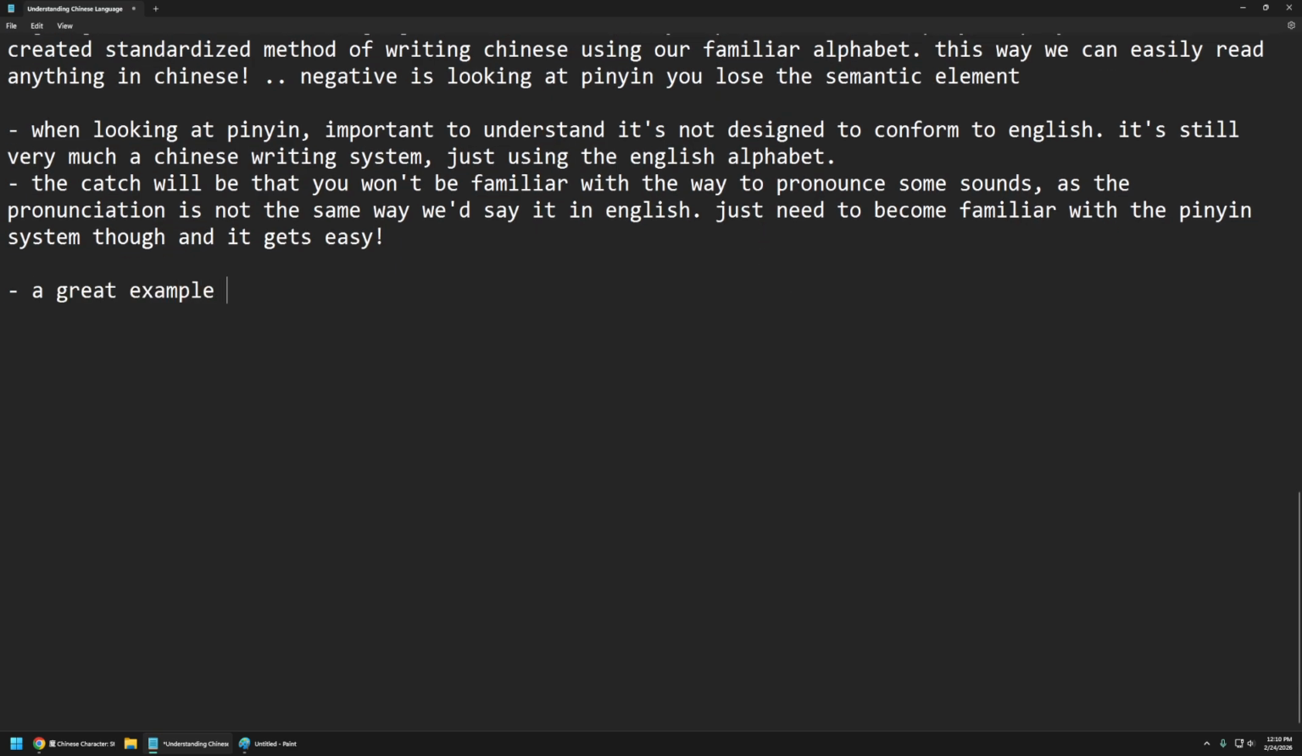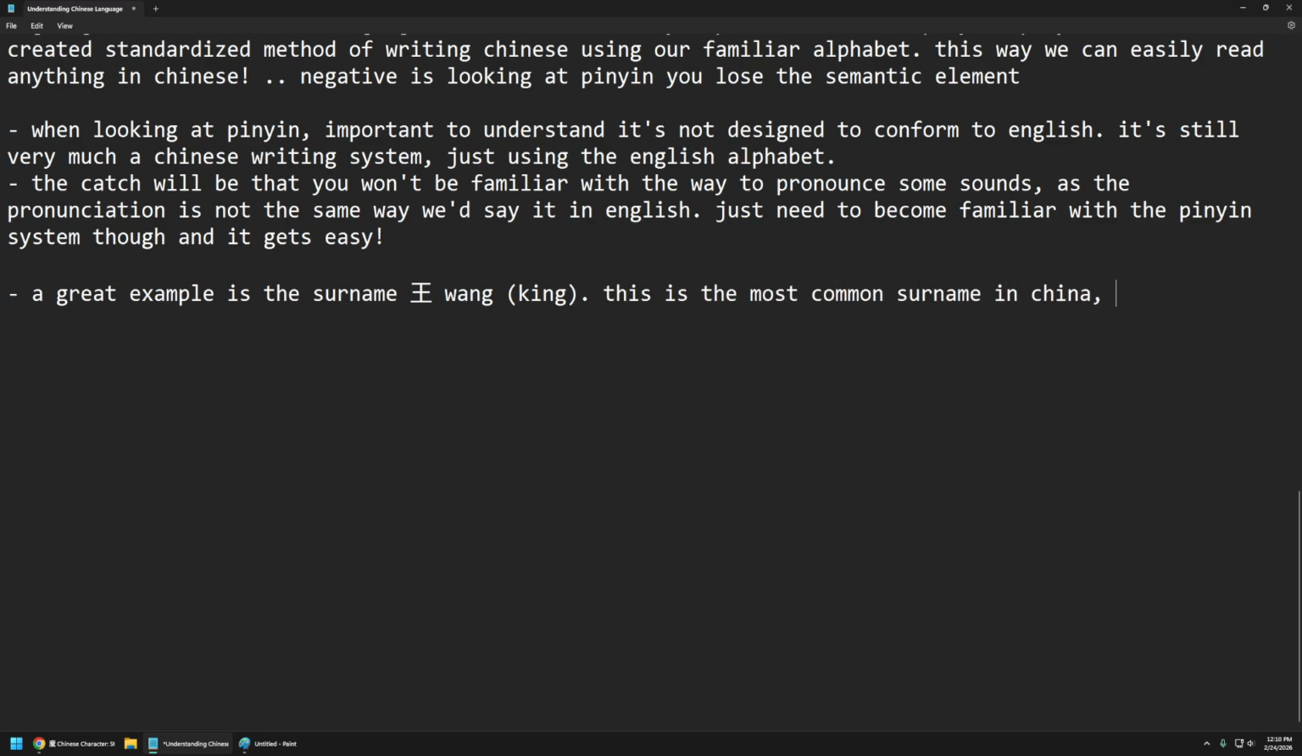All right. A great example is the surname Wang. It means king. This is the most common surname in China. It makes up over 7% of the population, actually. It's kind of crazy. In English, many people will call them Wang. So when you come here, if your name is this, everyone's going to call you Wang.